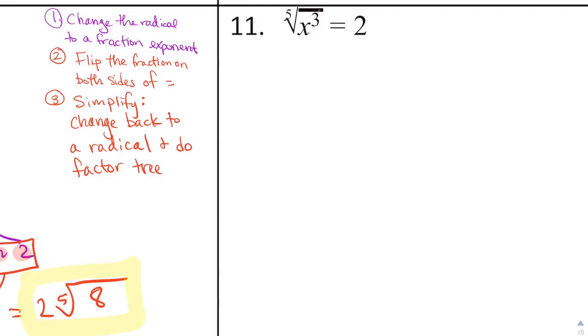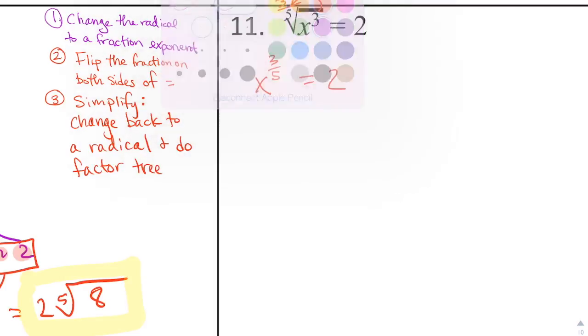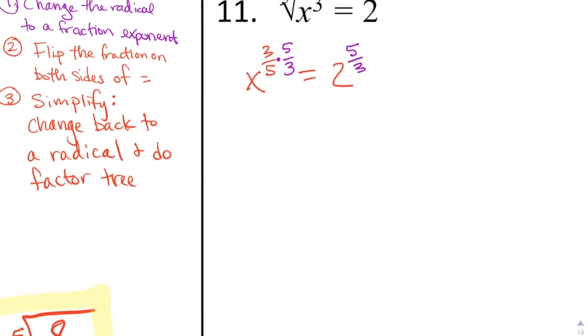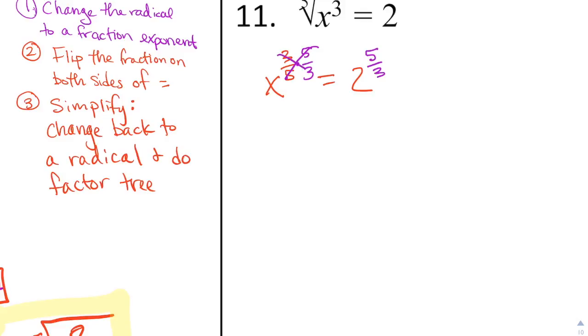Okay, change the radical to a fraction. So I'm going to bring it over. And again, it's not a bad idea to show your little arrows where everything's going. I have x 3 over 5 equals 2. Step 2, flip the fraction on both sides. All right, so times 5 over 3. 5 over 3 on both sides. These cross cancel. Bye-bye.